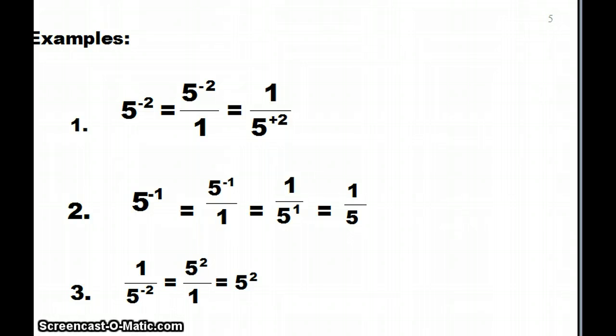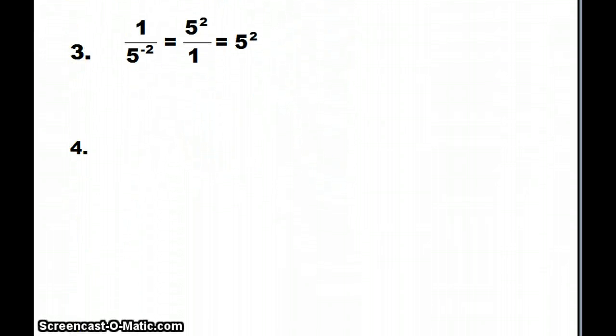On problem number 3, it's the first one where we have a negative exponent in the denominator at the bottom of the fraction. We're going to take that exponent and move it to the top. The base stays the same, but only the sign of the exponent changes. So we could write that as 5 squared over 1, or 5 squared, and a square means an exponent of 2, or we could have 25 there.